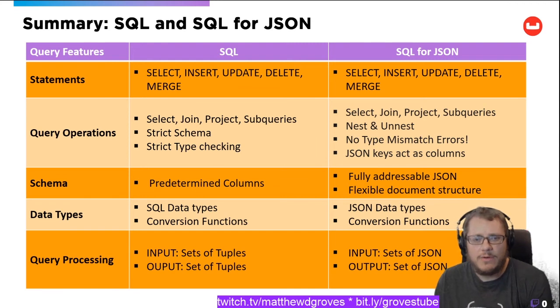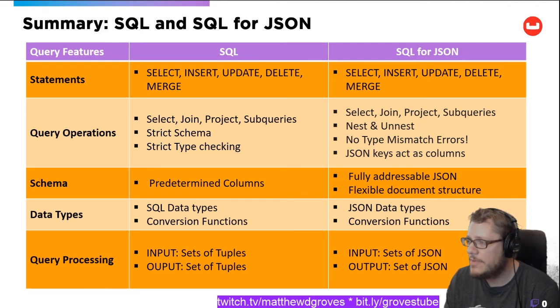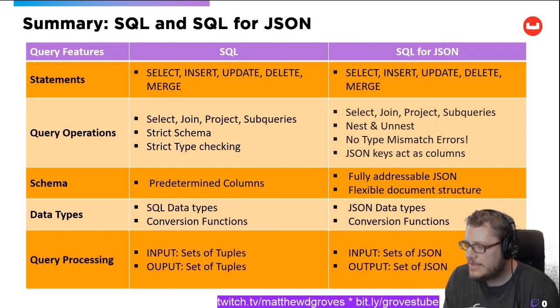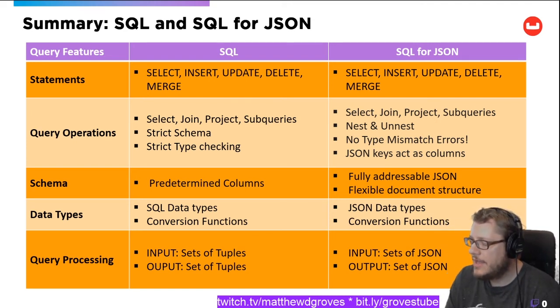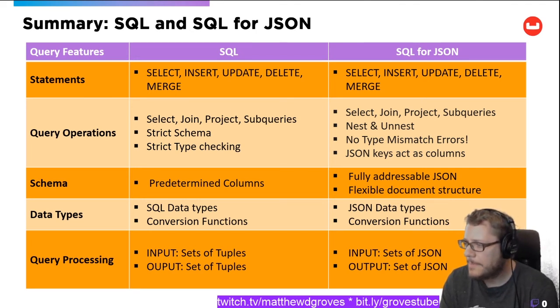All right, we're coming up towards the end here. I want to show you a comparison. We've got your standard relational SQL in the middle column, and SQL for JSON, and all the different features about them, and how they're similar and how they're different. Obviously at the bottom, we're working with tuples and relations in the SQL world, and with NoSQL we're working with JSON and sets or arrays of JSON.